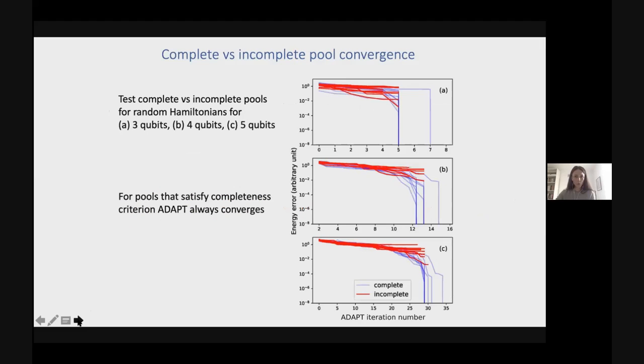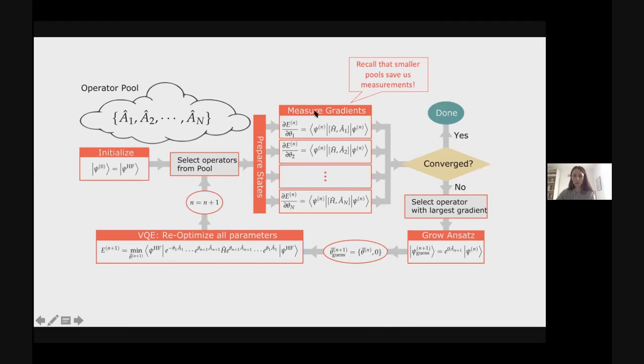So this we checked. So according to this criterion, we chose complete versus incomplete pools of different numbers of qubits. And we can show here that the complete pools converge, like we expect, the incomplete don't converge. So one issue is that doing this approach of the commutators is actually something that doesn't scale well. So we would want it to scale better because we don't want to have to do that step every time when we actually run a quantum algorithm.